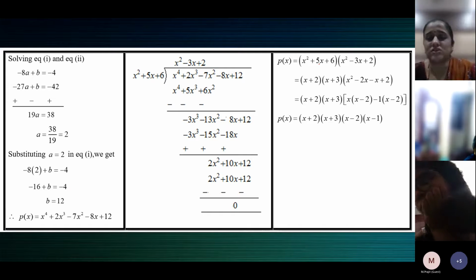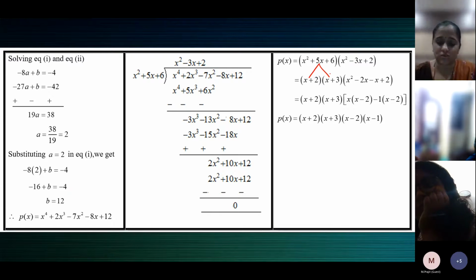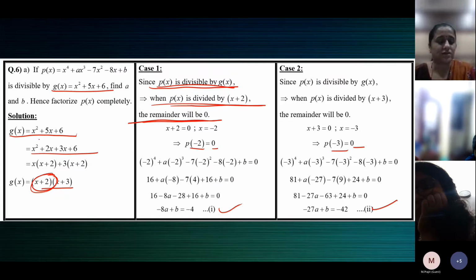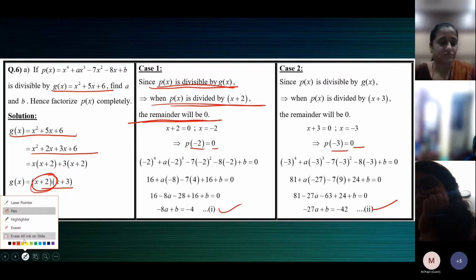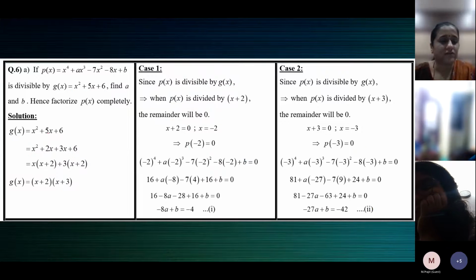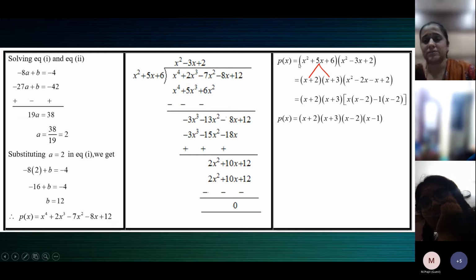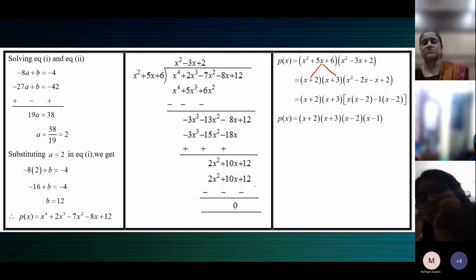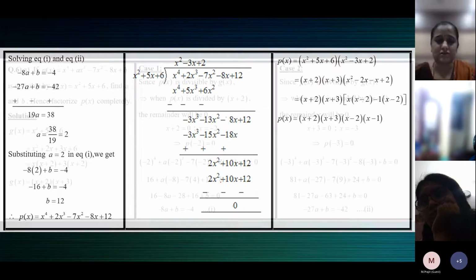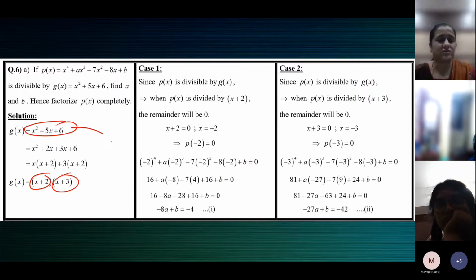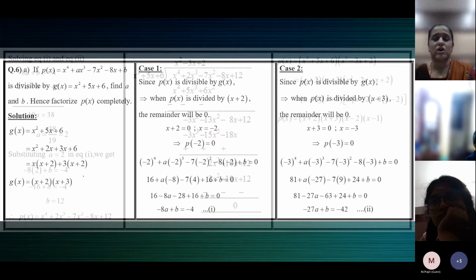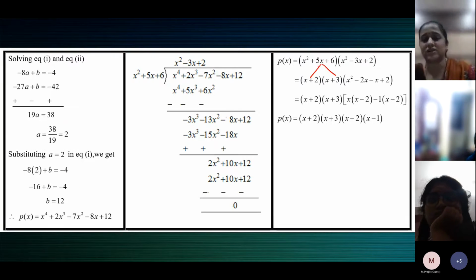And then for this one you don't have to show the steps, because we know x plus 2 into x plus 3. We already factorized this and we got x plus 2 into x plus 3. So here you can directly write x plus 2 into x plus 3. We've shown the steps earlier, so you can write it straight away.